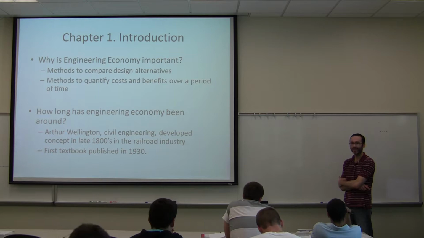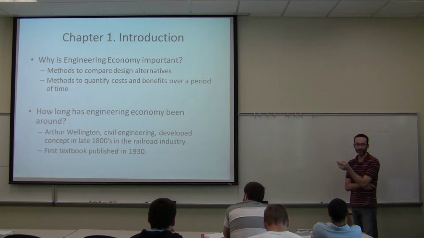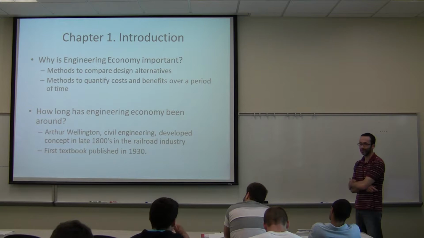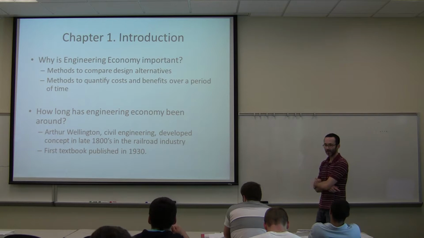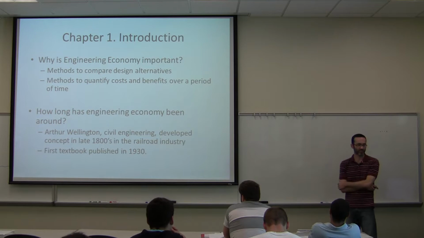And so I think it's important for you to understand the context of what you're learning, and chapter one introduces that. It talks about the methods that are used to compare alternatives, quantify costs and benefits. And it talks a little bit about the history of the discipline. And actually, engineering economy as a field was developed by a civil engineer who had to come up with a lot of these concepts to help organize and plan the railroads and which railroad lines were profitable enough to be built before other ones, because not all projects are of equal importance when it comes to generating cash. And so that was the first application of engineering economy, was trying to maximize revenue by figuring out which rail routes should be built first.